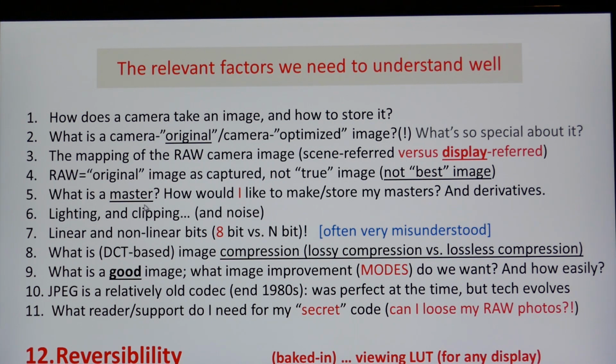What is a master? Master is some image we would like to store as our first image, and then we can derive whatever image from that which we need. Maybe we want to optimize it for printing, maybe we want to make another image for the web, maybe we want to make another image for a cup of coffee to print it on the cup.